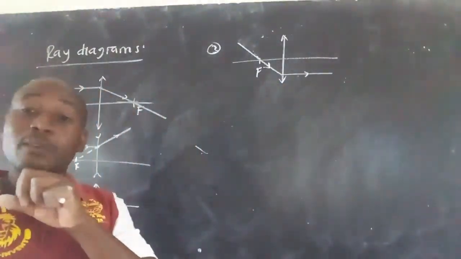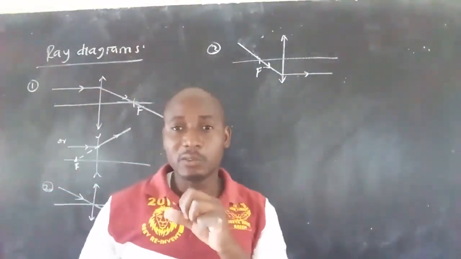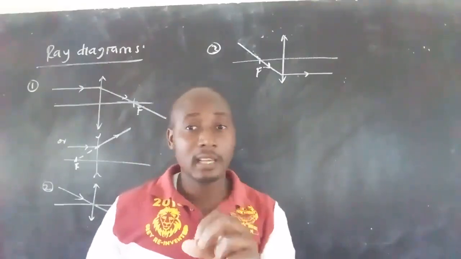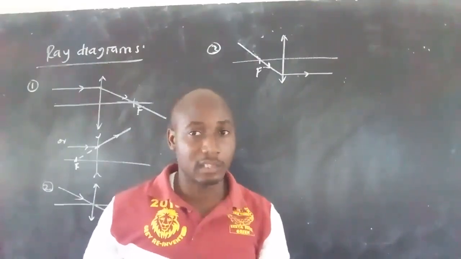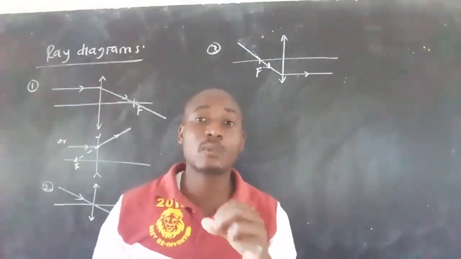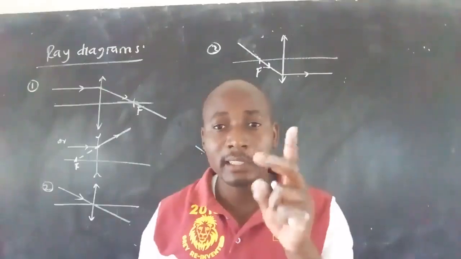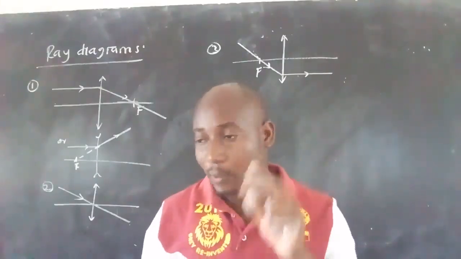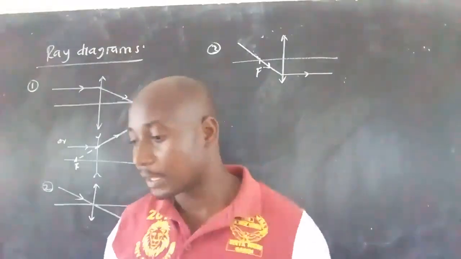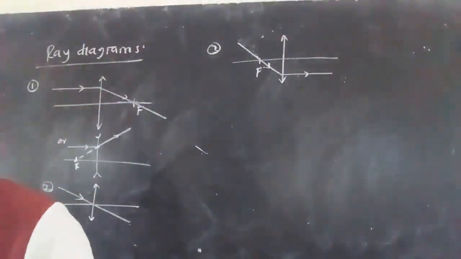So, when we are drawing ray diagrams, we shall use 2 of those 3 rays. One can use all three, but it is wasting time, because an image is formed when 2 rays intersect. So why use all 3 rays when we need only 2? Now let us start.